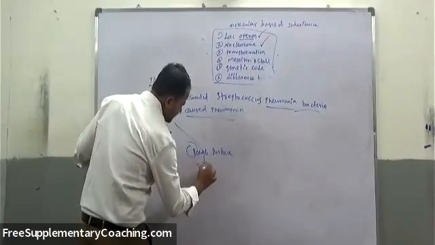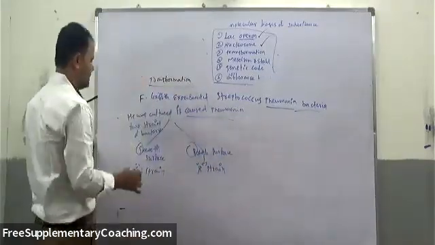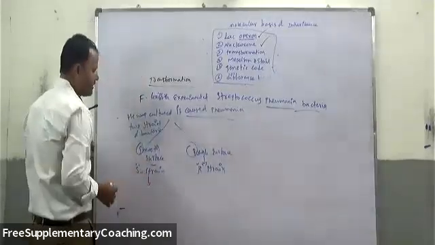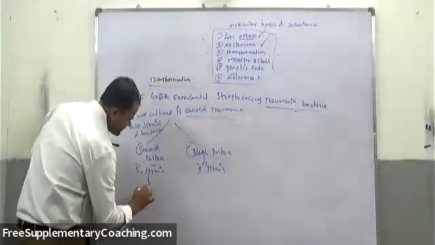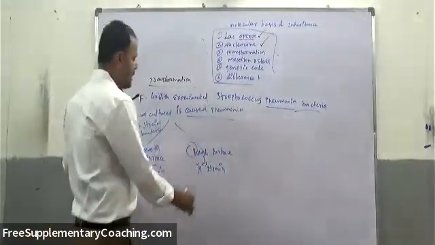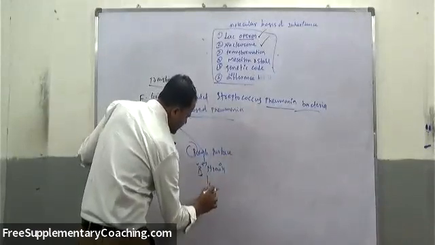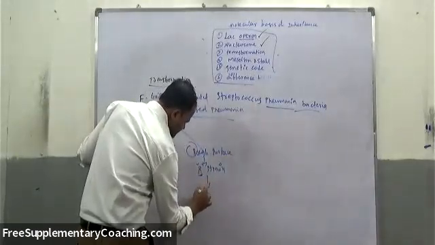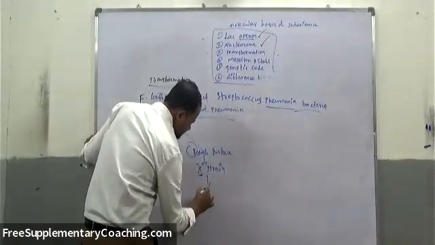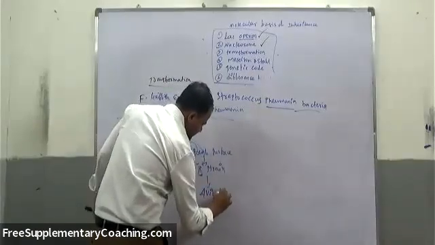Now this smooth surface, the S strain, causes the disease. That's why it's virulent. The R strain does not cause the disease. That's why it's avirulent. A means absent. Which one is absent? The disease causing agent is absent. That's why it's called avirulent.